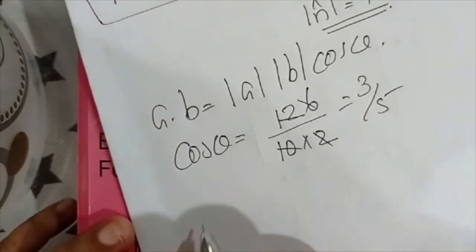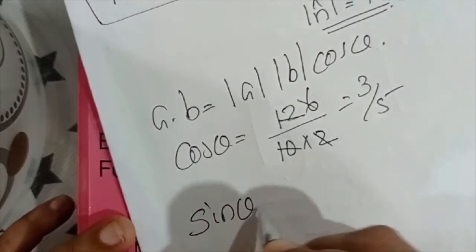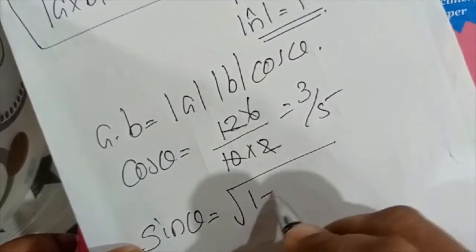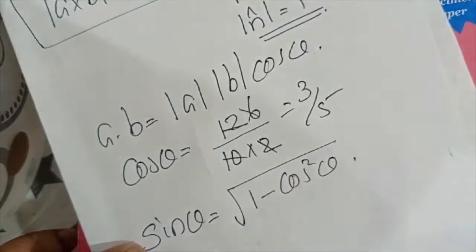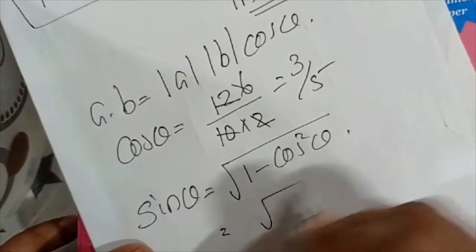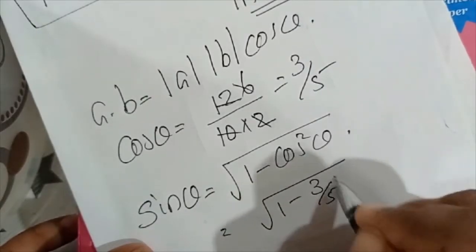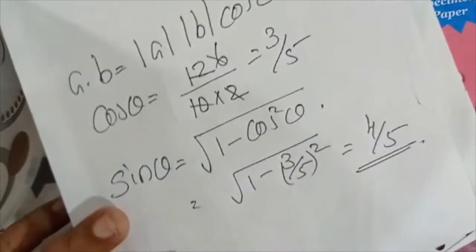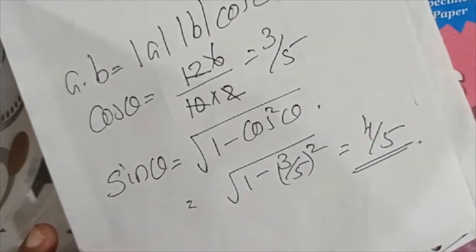If cos theta is given, can you find sin theta? What's the formula? Sin theta is equal to root of 1 minus cos squared theta. That is root of 1 minus 3 by 5 the whole squared. The answer is 4 by 5. Check the answer: 4 by 5.